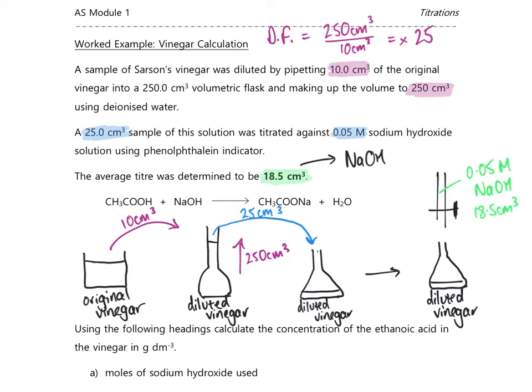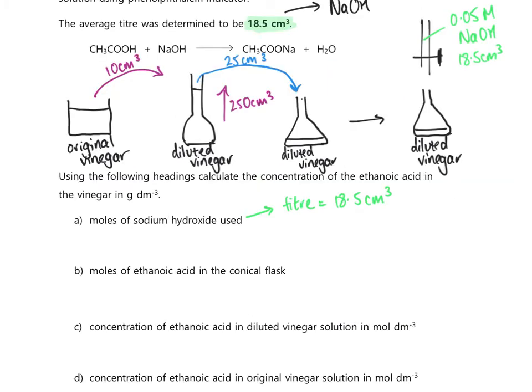So having a diagram like this will help you structure your calculation, and then you can adapt it depending on whether the headings talk about moles all the way through or whether they get you to calculate the concentration of the diluted vinegar first and then use your dilution factor. So let's have a go at this calculation. It says, using the following headings, calculate the concentration of the ethanoic acid in the vinegar in grams per decimetre cubed. And it's worthwhile noting what concentration units they ask for.